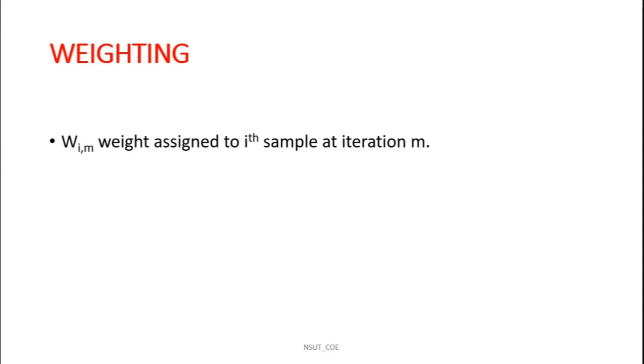At each iteration m, weight is also assigned to each training sample in Adaboost. Let Wim be the weight assigned to the ith sample at iteration m. Then Wim is given by this equation. In this equation, E is some error function which can be mean squared error or exponential error or some other error function. Xi is the ith training sample, and Fm-1 is our trained model after m-1 iterations.